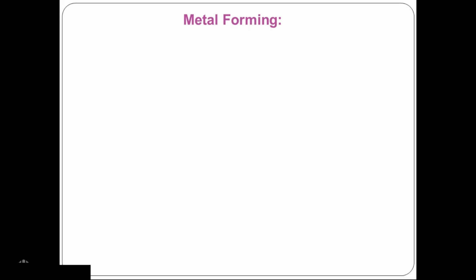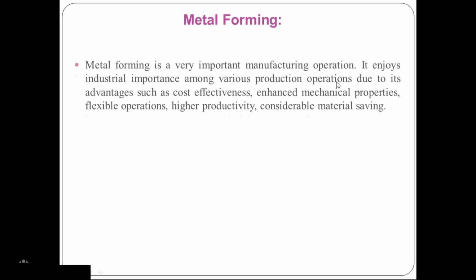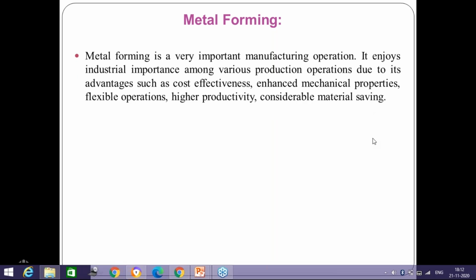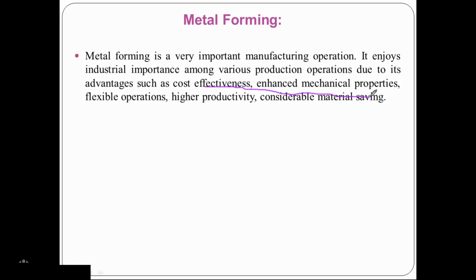Before moving towards the roll forming process, I'm going to explain you first what is metal forming. Metal forming is a very important manufacturing operation, and it has industrial importance among various production operations due to its advantages such as cost effectiveness, enhanced mechanical properties, flexible operations, and higher productivity. So basically, these are the advantages of the metal forming process.